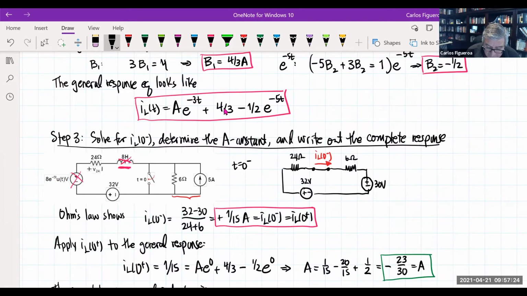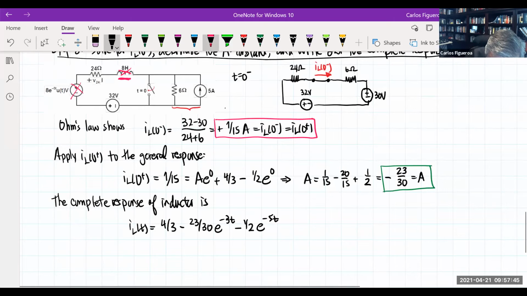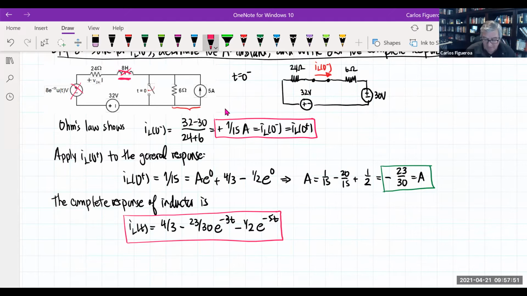How am I going to write this? Well, I'm going to write my constant up in front. Then I have my A term, which will then be 2330 e to the minus 3t minus 1/2 e to the minus 5t. And of course, this has units of amps. So that's my complete response.